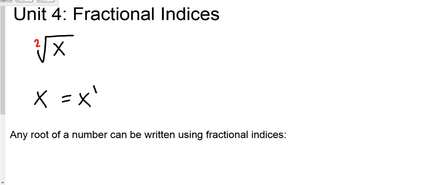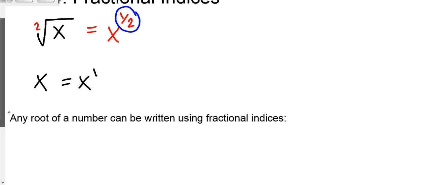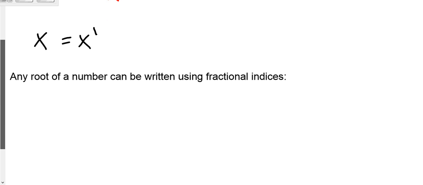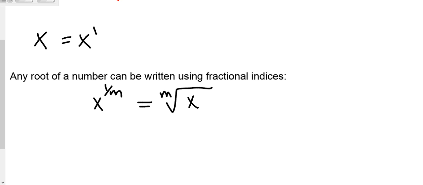How the fractions tie in is when we look at this, a square root can be written as an exponent that is 1/2. And there is our fractional index. Any root of a number can be written using fractional indices. Our general rule is when you see x to the 1 over m, that means that you can write the root with an index of m.